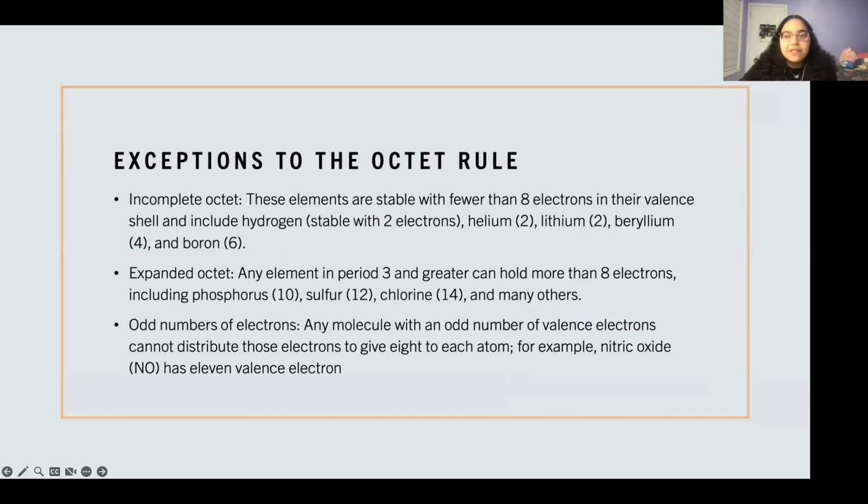Some elements can have expanded octets, but they'd have to be in period 3 or greater, so the third row of the periodic table or further. They can actually have more than 8 electrons in a shell, like phosphorus, sulfur, chlorine, for example. And then any molecule with an odd number of valence electrons can't distribute those to give 8 to each atom. So nitric oxide, for example, has 11 valence electrons.